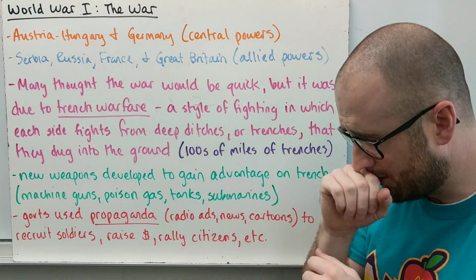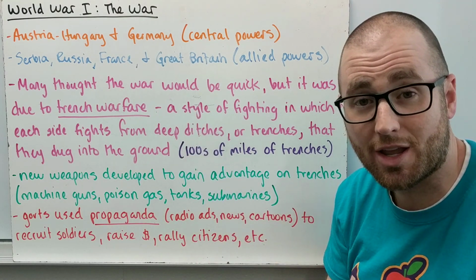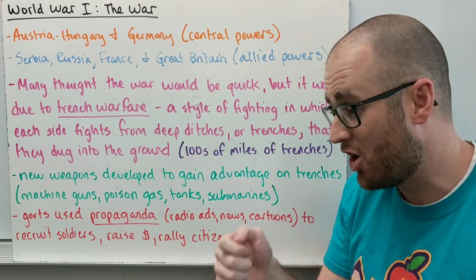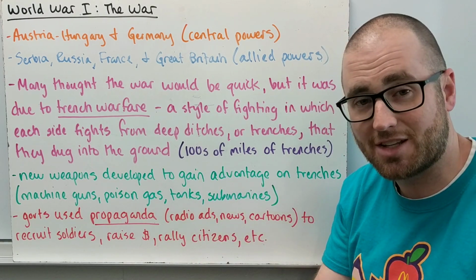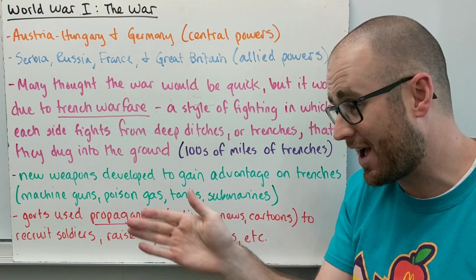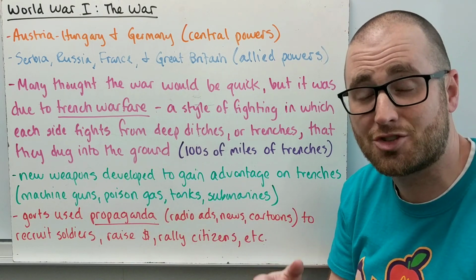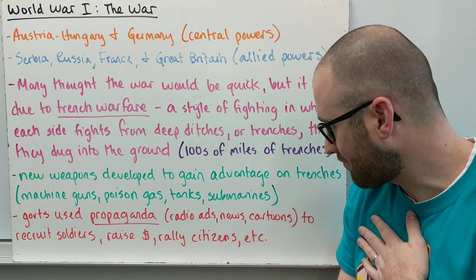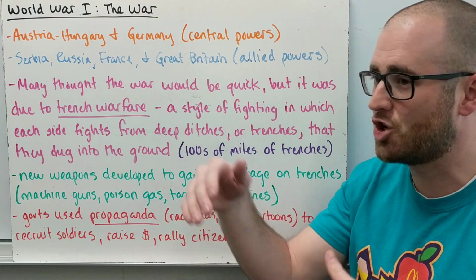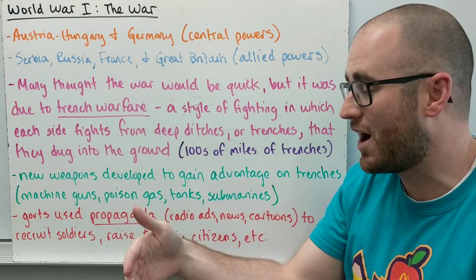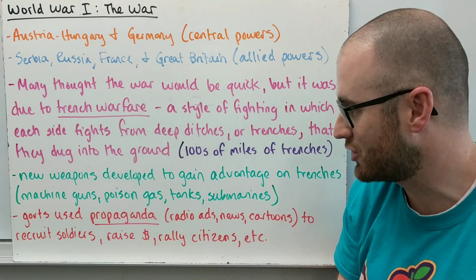Many thought the war would be quick, but it wasn't because of trench warfare. Trench warfare is the style of fighting where soldiers dig giant trenches, and they can stay in them, and they're not straight. They weave through everything. There were hundreds of miles of trenches all throughout Europe as they would fight. And so it was very much a stalemate trying to navigate those trenches and defeat the other side.